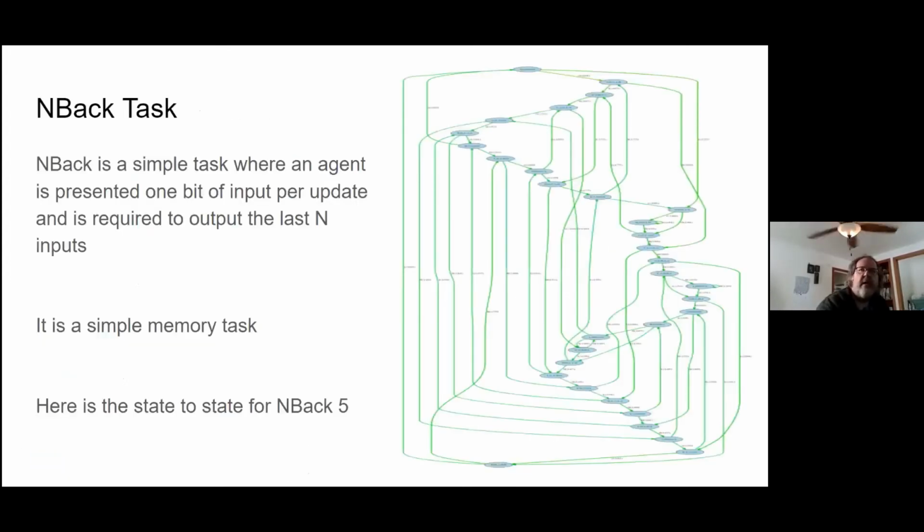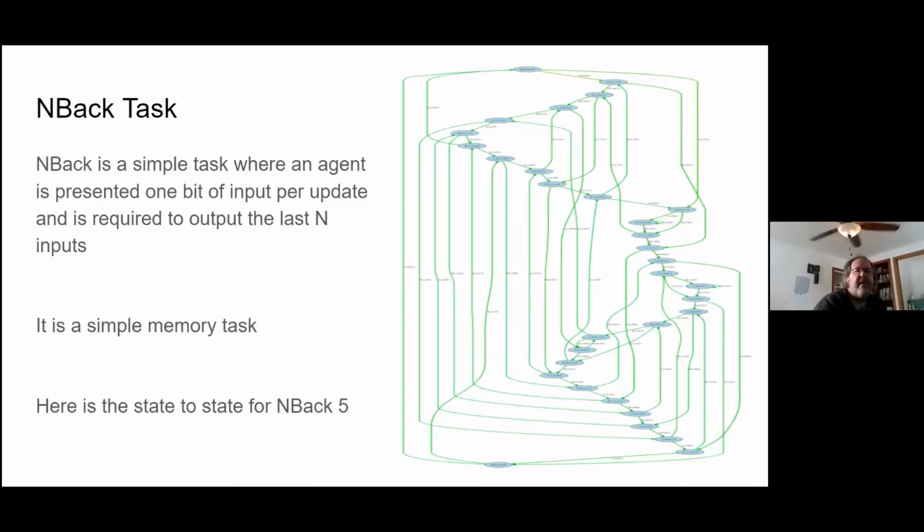All right. So I want to introduce the Nback task. This is a third task. It's a very simple task. We feed the agent a series of bits, like 1, 0, 1, 1, whatever. And every update, we ask it to report back on the prior n inputs. This is a very easy task for humans to do if they have a piece of paper. It's not easy if they don't.